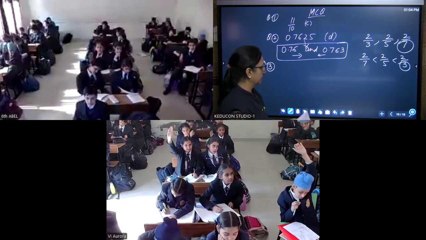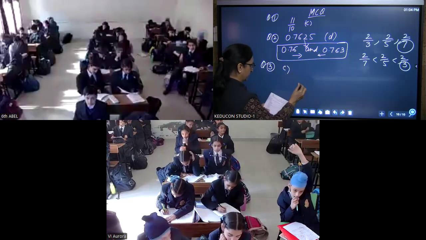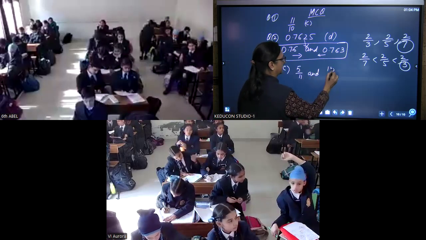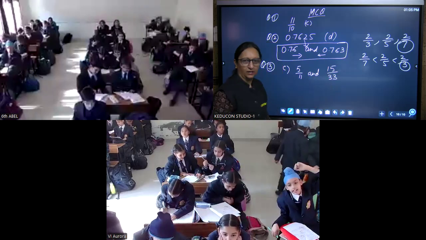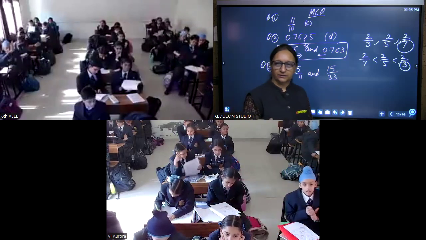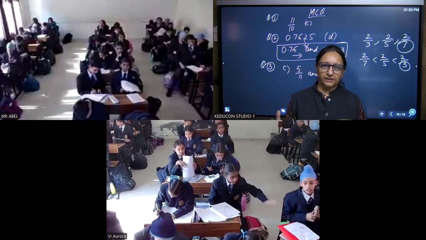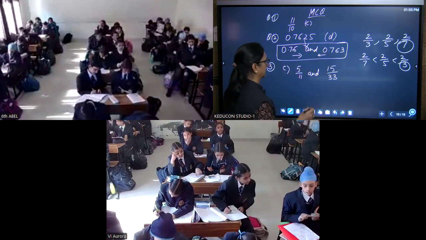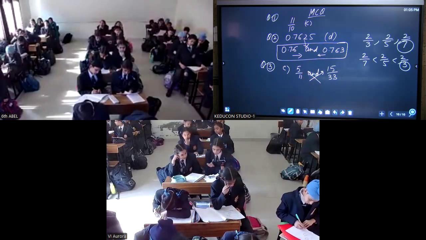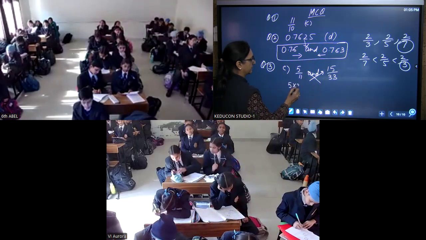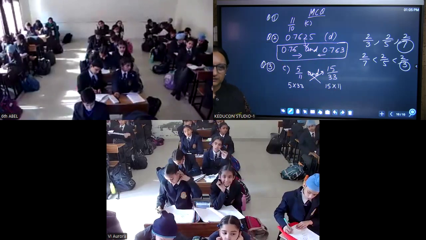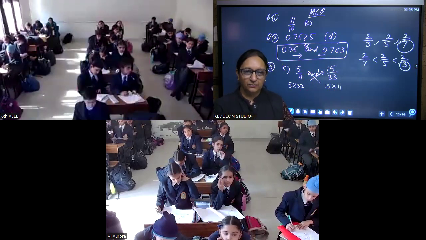Which option? You are saying that in C option you have 5 by 11 and the other one is 15 by 33. How do you calculate? How do you find they are equivalent? Wonderful. Cross multiplication is the simplest method to check. When you cross multiply, you check that 5 into 33 is equal to 15 into 11. What is the other way of doing it? Can any other child tell me the other way? How will you check your equivalent?